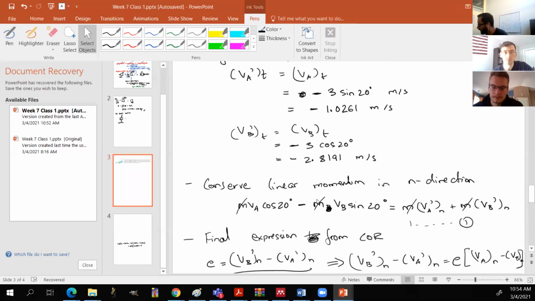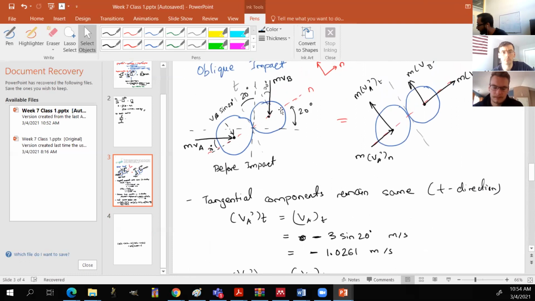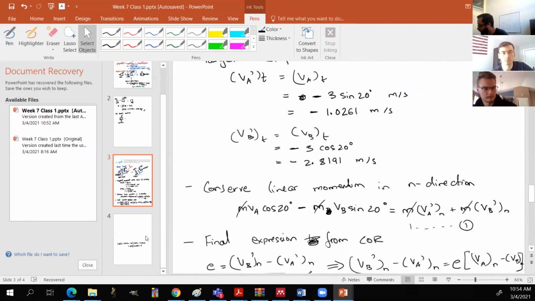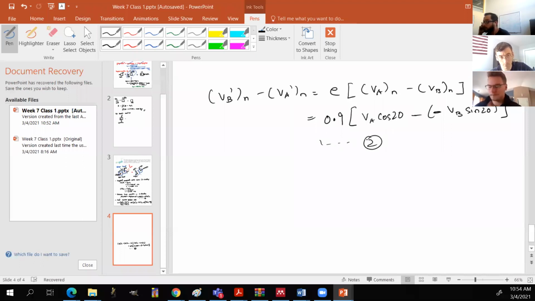The relative velocity doesn't care if you're positive or negative. It needs to know what the overall negative velocity is. So you have to account for the fact that VB is going to be in the negative direction. So it's similar to here, minus VB sine 20. And this gives you your second expression. And that's it, problem solved. I mean, you have to solve it, but that's the problem.